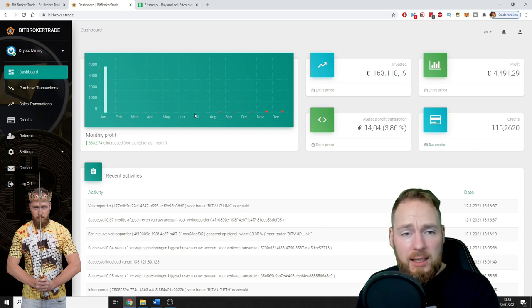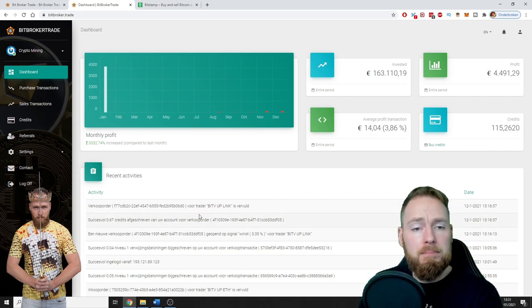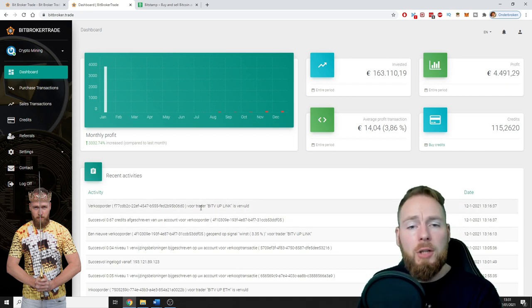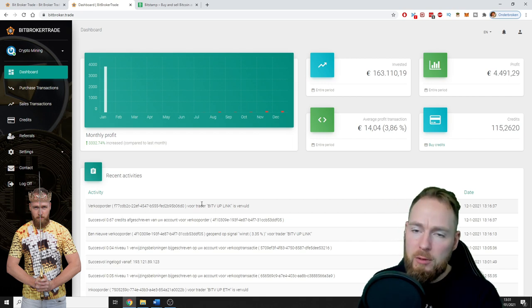And here I forgot to buy credits. So of course there is a trader fee. You have to pay a trading fee. So the trading fee is 20%. So if I sell and I make 100 euros, I have to pay 20 euros as a trader fee.